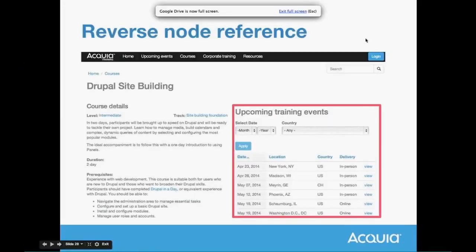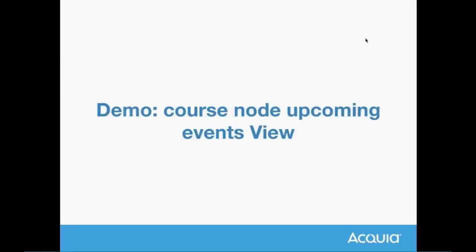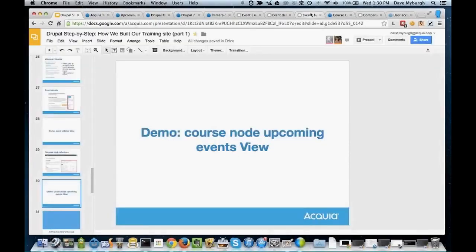So now if we look at our course nodes, on our course node we show a block of upcoming events. These are events that have a node reference to the node you're actually looking at. So I call this a reverse node reference, or a view using a reverse node reference. So let's show how this is built. It's a little bit more complicated.